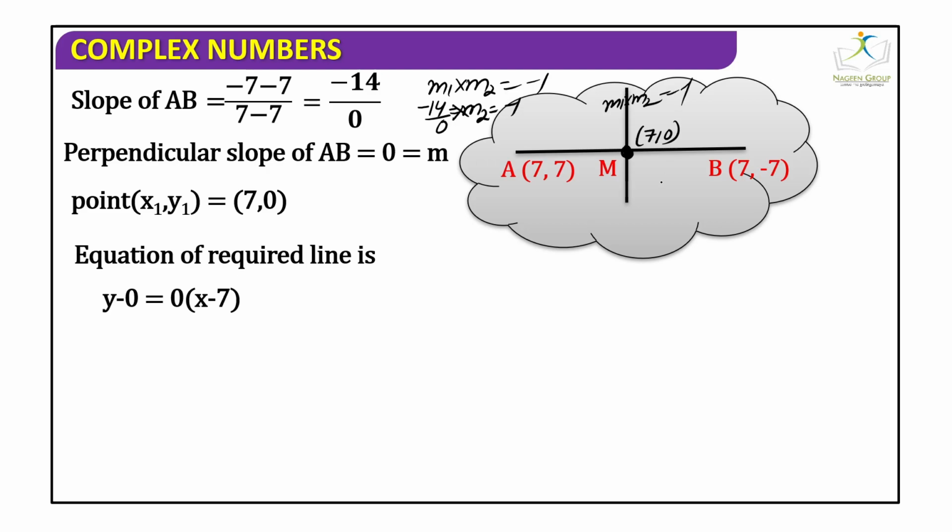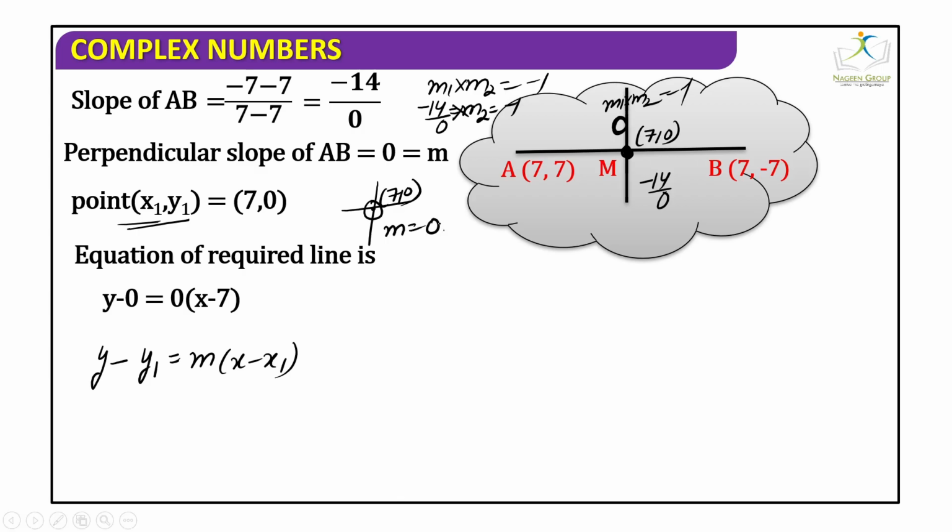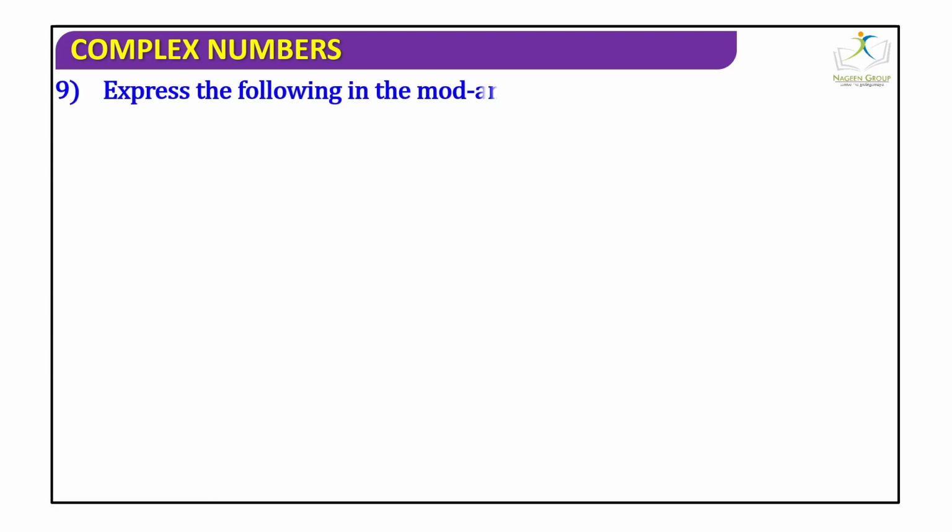ठीक है, और ये परपेंडिकुलर है तो इसका स्लोप का मल्टीप्लीकेशन कितना होगा? -1. इसका स्लोप कितने निकल के आया? -14 by 0. तो स्लोप परपेंडिकुलर का जो होगा वो कितना होगा? 0, राइट? फॉर्मूला लगाया y minus y1 equal to m into x minus x1, where which is this point? ऐसी लाइन जो इसमें से पास करे. पॉइंट जो है जिसमें से वो पास कर रहा है वो कितना होता है? 7 0, और इसका स्लोप जो है वो कितना है? 0, राइट? Now next question, here y equals to 0. y की वैल्यू कितनी आ गई? 0.